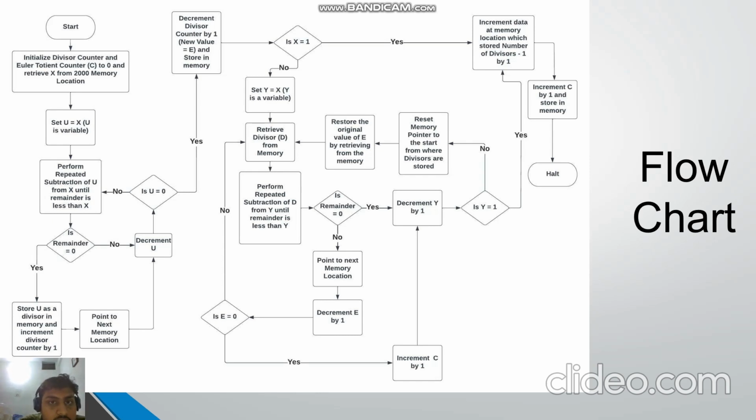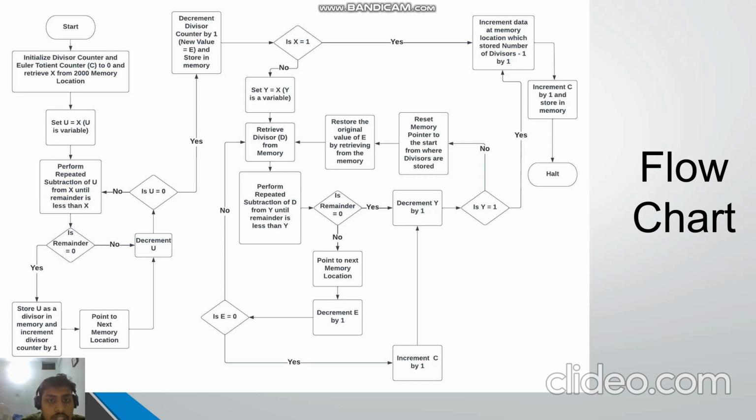So first we check, is x equal to 1, that is our original natural number, is that equal to 1? If it is not, then we set y to be equal to x, basically another variable, and then what we do is we repeatedly retrieve these divisors from memory. So this includes a nested loop structure.